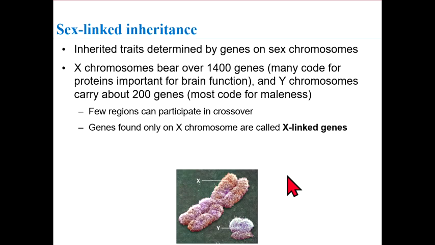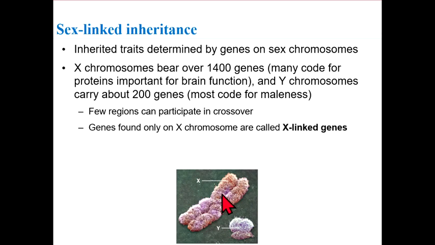Yet another type of inheritance is sex-linked inheritance. These are traits that are inherited on the sex chromosomes, the X and the Y. Now, there's 23 pairs of homologous chromosomes. However, the pair, that's the X and the Y, the sex chromosomes, aren't really homologous to each other. There's a couple homologous genes on each of them, but those chromosomes are actually very different from each other.